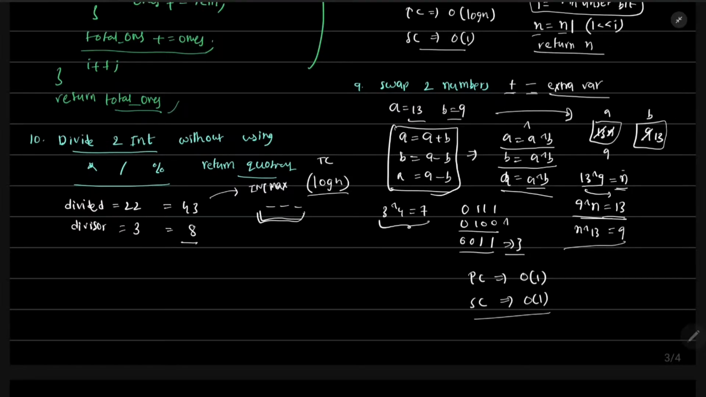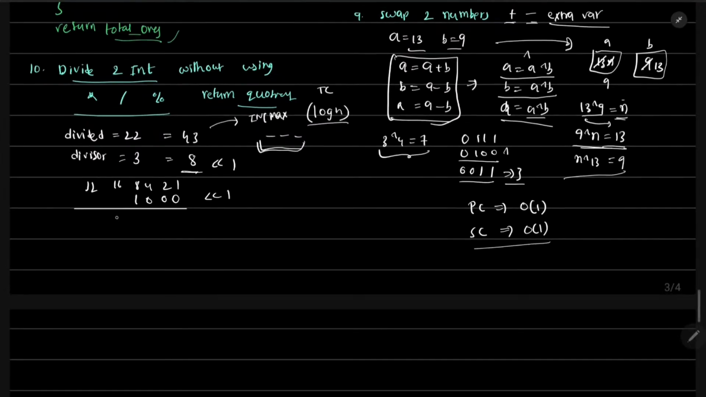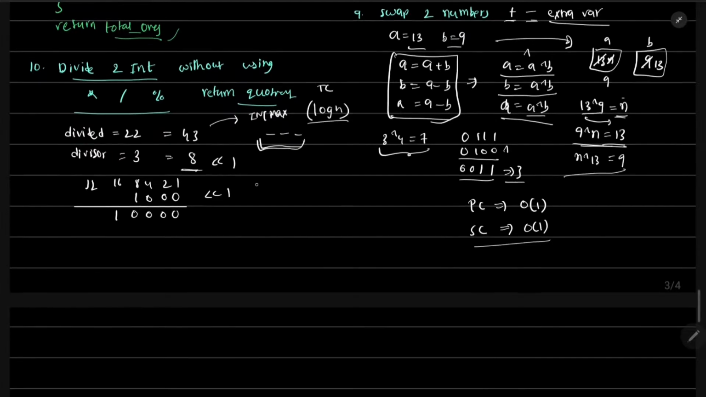Now let's say 8 is there. What if I left shift this 8 one time? What happens? 8, 4, 2, 1 and 16, 32. Let's say 1, 0, 0, 0 is the bit representation for 8. If I left shift it by 1, it becomes 1, 0, 0, 0, 0. It becomes 16, right?